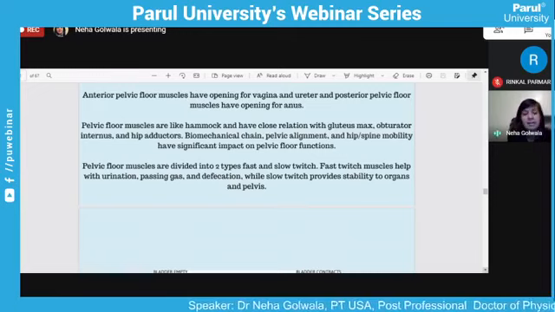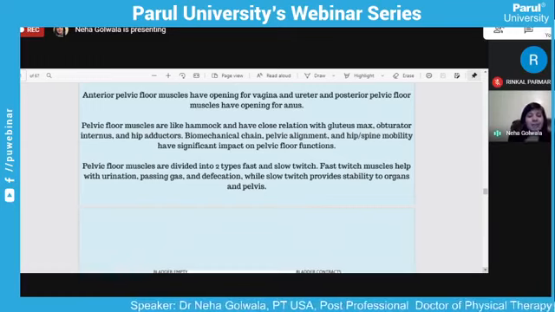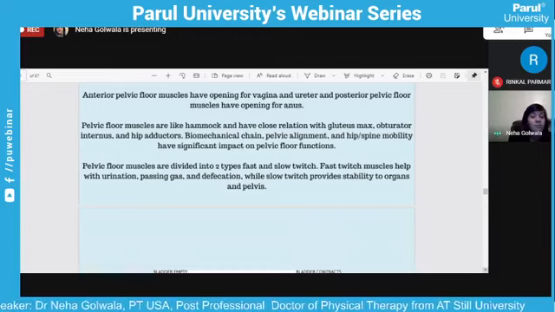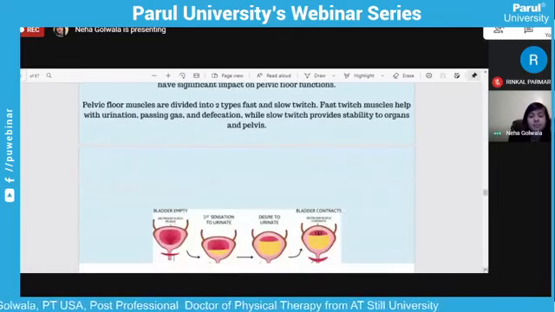Also, pelvic floor muscles are divided into two types, fast and slow twitch. Fast acting muscles contract and relax fast. Slow acting muscles contract slowly and relax slowly. Fast twitch muscles help with urination, passing gas or defecation, while slow twitch muscles help provide stability to the organs of the pelvis.